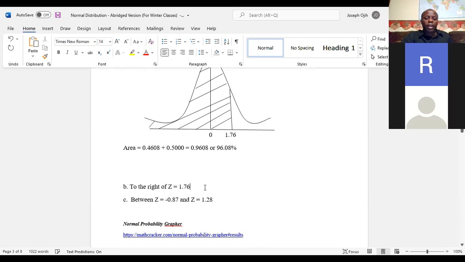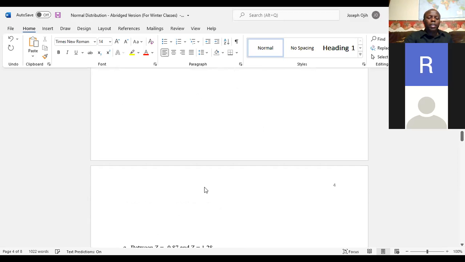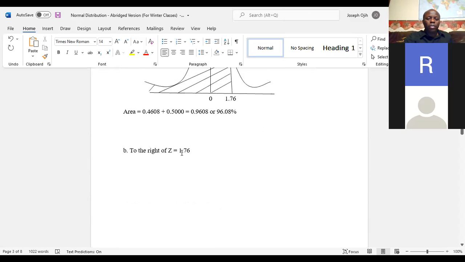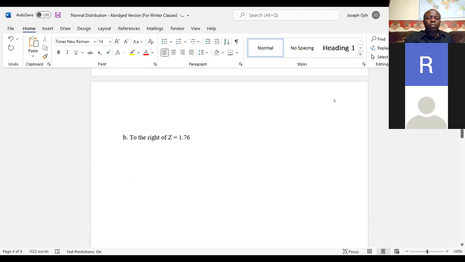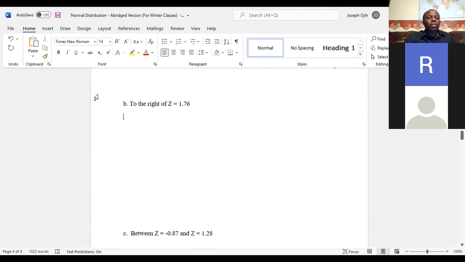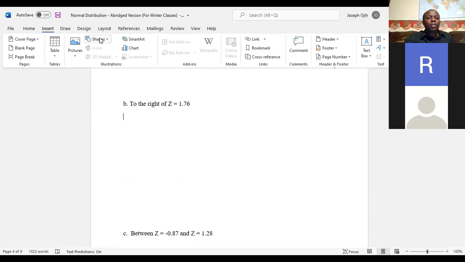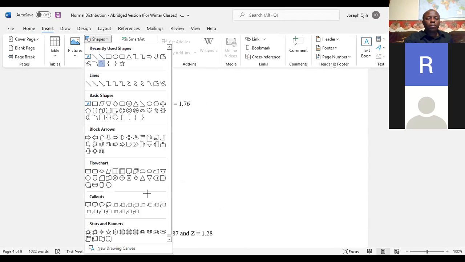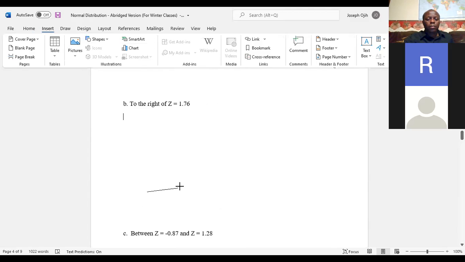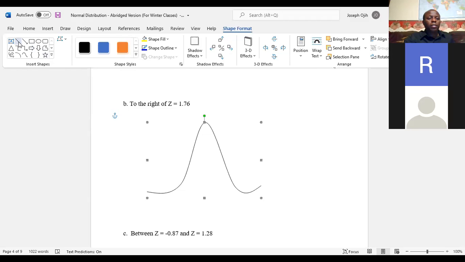Nice. This one says to the right of Z, the area to the right of Z, 1.76. In that case, again, you have to draw the line. Draw the charts. I'm not too good at drawing, but at least I think we get the point.